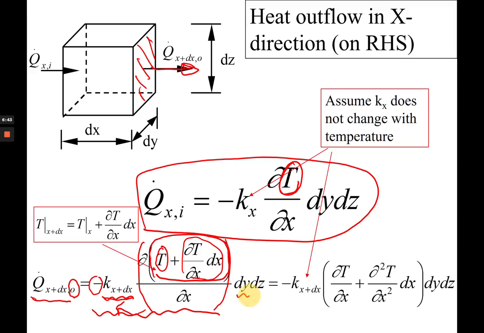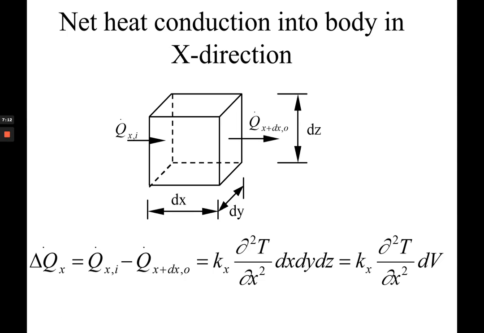And then again, we multiply by the area across the heat flow, because the heat flow from Fourier's law is per unit area. So in the end, we have the amount of heat going out from the right hand side equaling that. So on the left hand side is inflow, on the right hand side is outflow. If we then take one minus the other, inflow on the left, outflow on the right, that gives us the net heat into the body from the x direction.